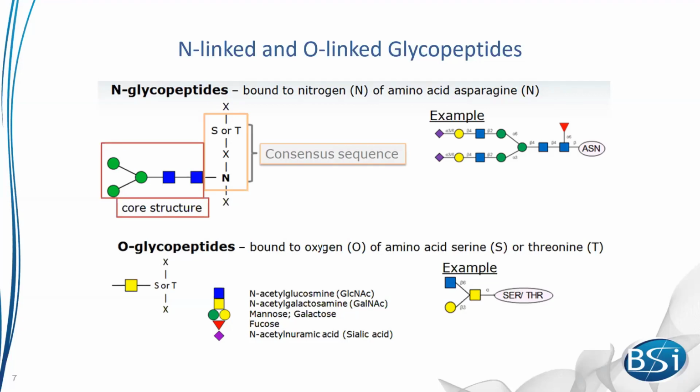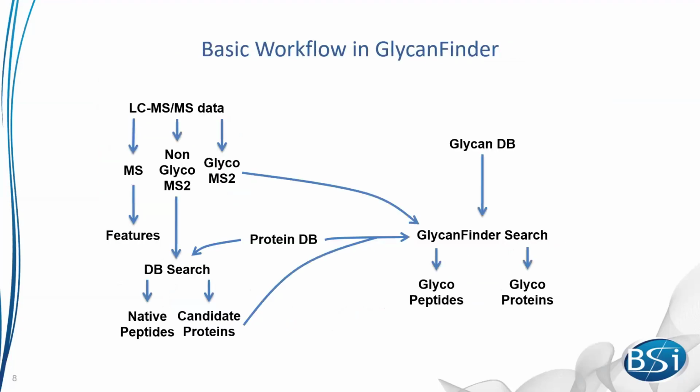So let's look at the basic workflow in GlycanFinder. We start with the LC-MS data. The data goes through a spectra classifier first, where we classify the MS2 spectra into glycospectra and non-glycospectra. From MS1, we do the feature detection, and these features will be used later for glycan profiling. The non-glycospectra are passed to our DB search engine, which provides us a native peptides list and a candidate protein list.